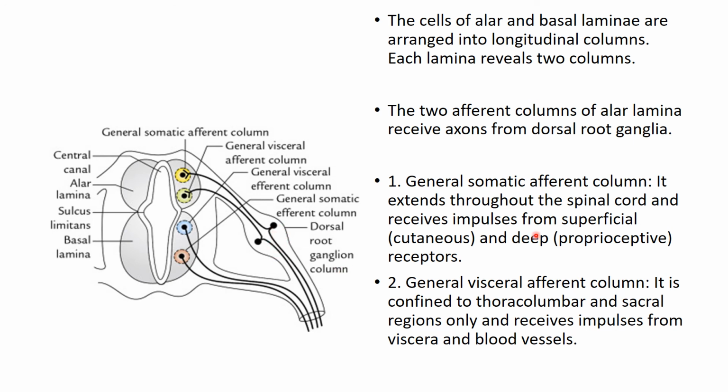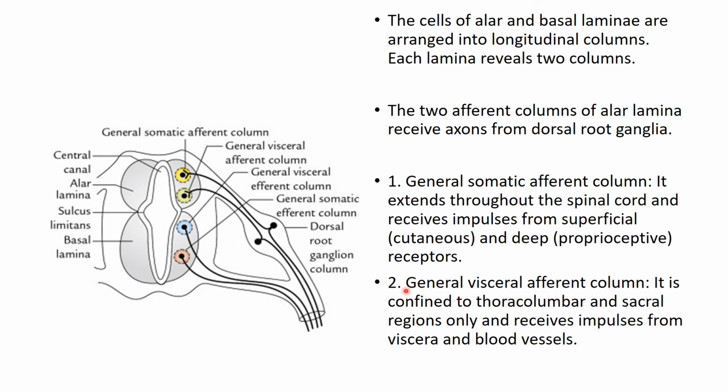Let us see. The general somatic afferent column, you can see here, yellow in color. It extends throughout the spinal cord, right from the cervical till the coccygeal, and receives impulses from superficial and deep receptors. These sensations are somatic in origin, maybe from the skin or from the muscles.